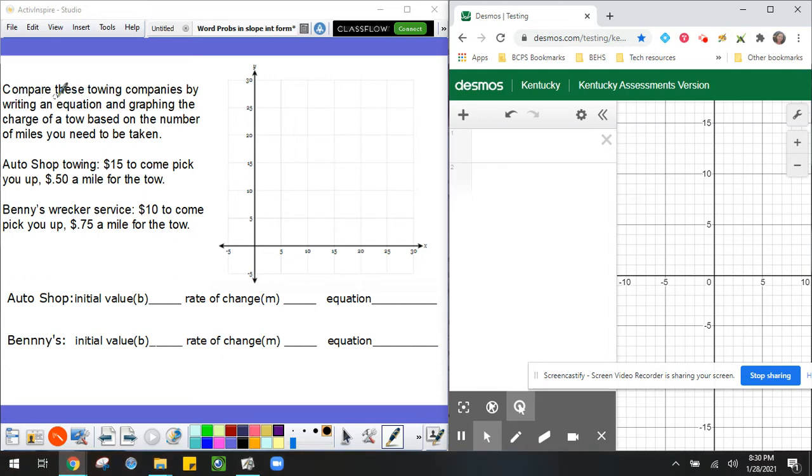So here we go. Compare these towing companies by writing an equation and graphing the charge of a tow based on the number of miles you need to be taken.